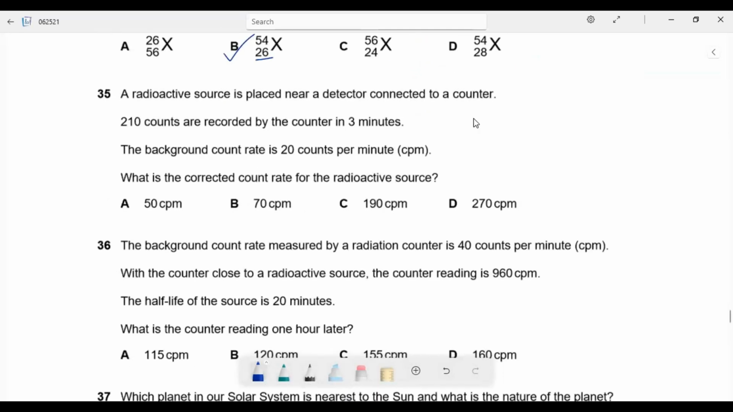A radioactive source is placed near a detector connected to a counter. 210 counts are recorded by the counter in 3 minutes. So in 1 minute, what is the count? That is 210 by 3. That is 70 count per minute, CPM.